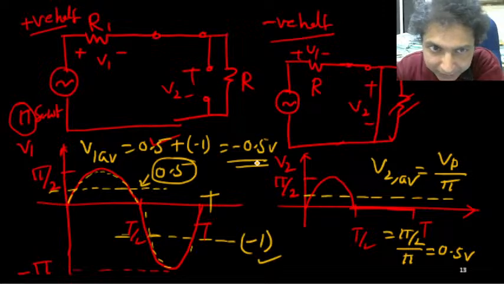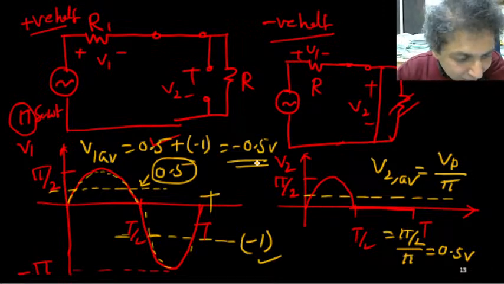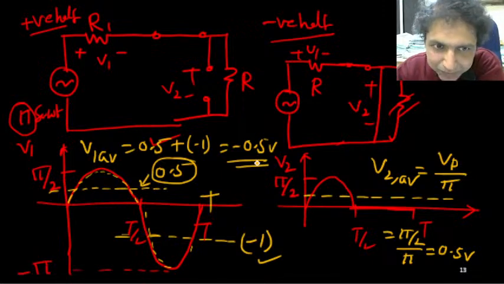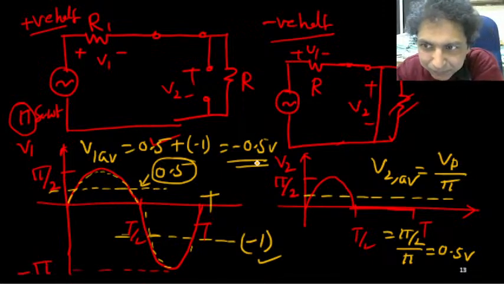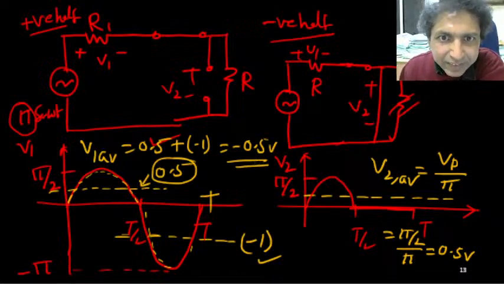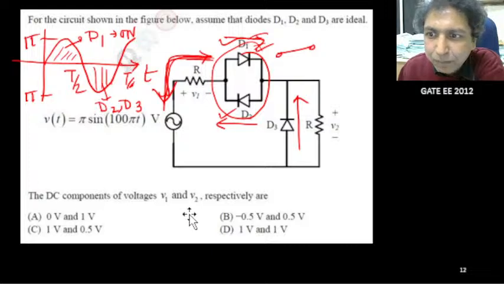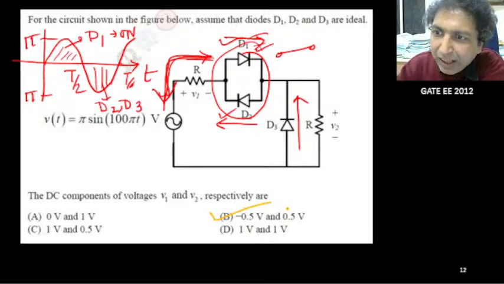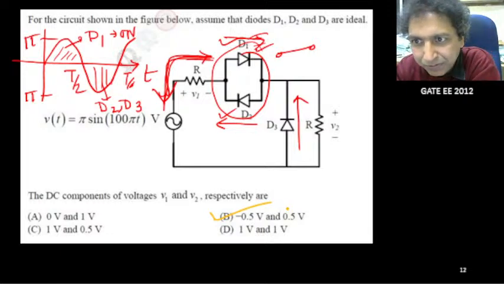This is a really difficult problem, it's not an easy one, and because you have solved it very quickly, fantastic. So your option B is correct. It is given minus 0.5 volt and this plus 0.5 volt.